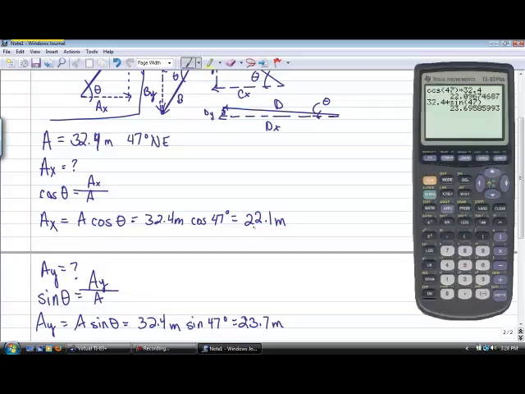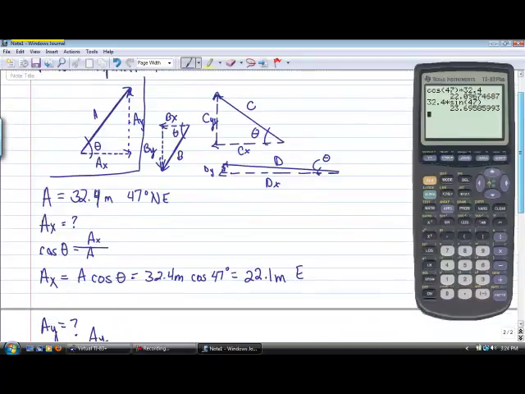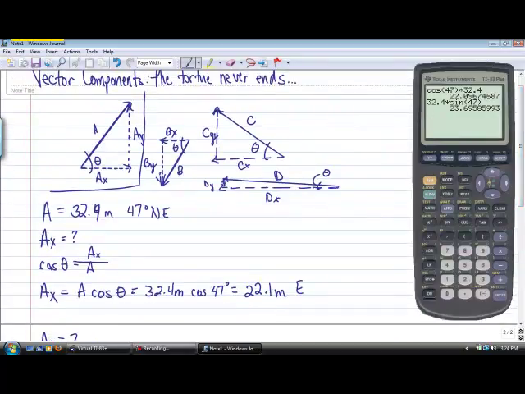So what I'm saying is that on the x component it would be 22.1 meters east. On the y component it would be 23.7 meters north. If we took 22.1 meters east and added that to 23.7 meters north, then our resultant would be 32.4 meters, 47 degrees north of east. If we wanted to do that one more time just to make sure that that's cemented, let's do B.